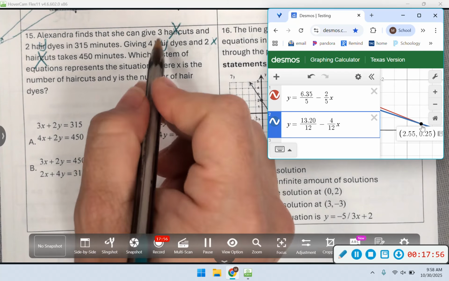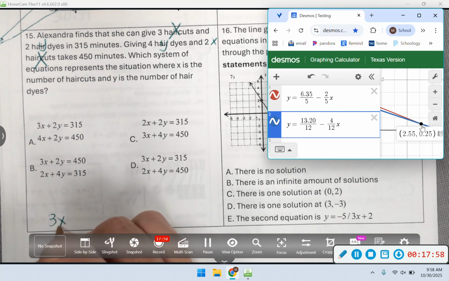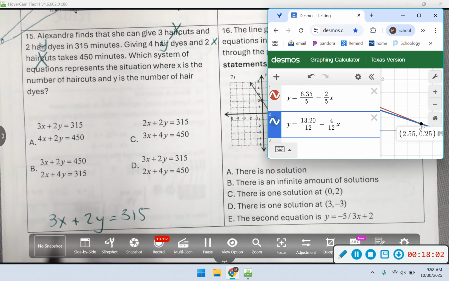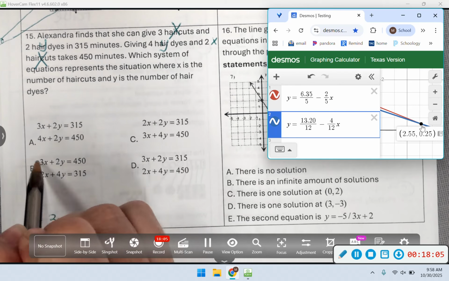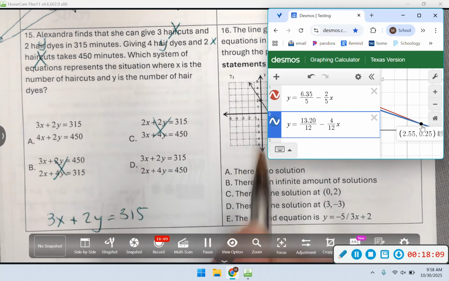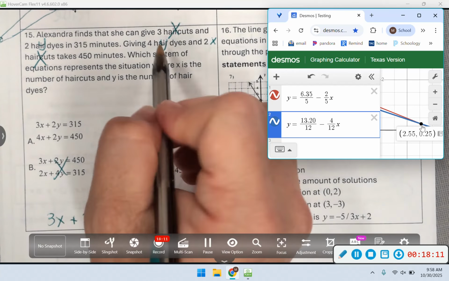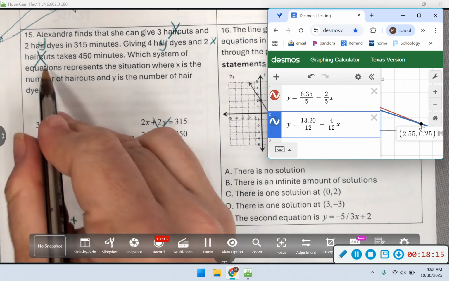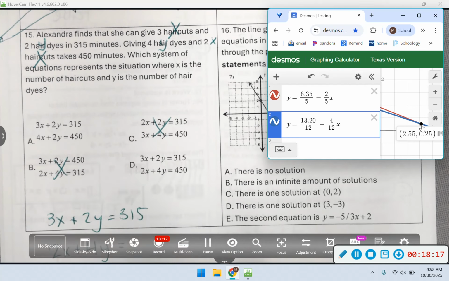And I'm going to rewrite those equations. So 3x plus 2y equals 315. So I'm going to cross off anything I can. 3x plus 2y equals 315. That one doesn't have it. 3x plus 2y is 315. That one doesn't have it. So we're between these two. Well, 4y and 2x, so I'm going to put them in order, equals 450.